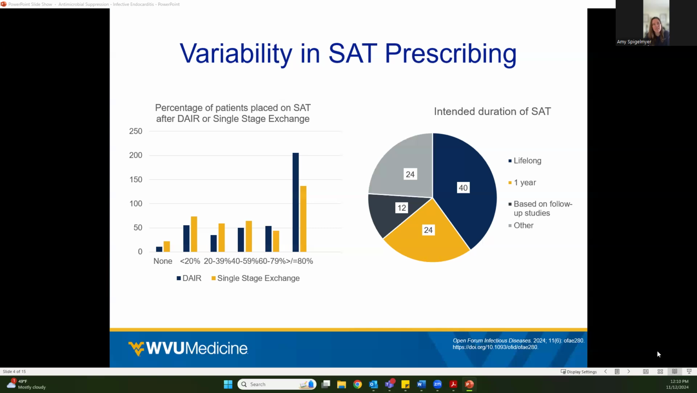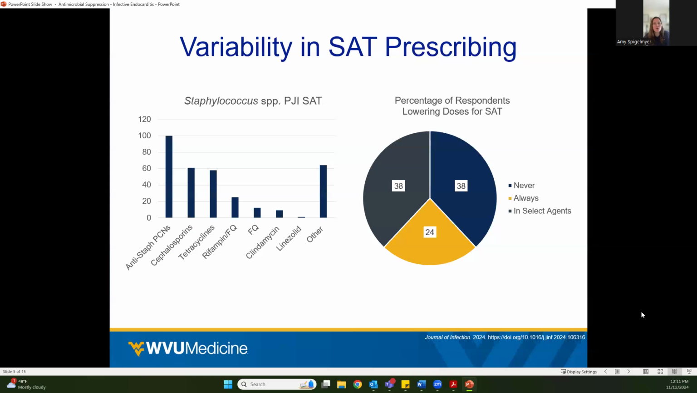So this specific study out of North America showed that providers definitely vary as to how they approach suppressive antimicrobial therapy prescribing and duration. Similarly, on the next slide, we have a global survey that was also recently published in 2024 in the Journal of Infection. Instead of only focusing on the decision to prescribe suppressive therapy and the duration, they also focused on the agent to be chosen, as well as the dosing.